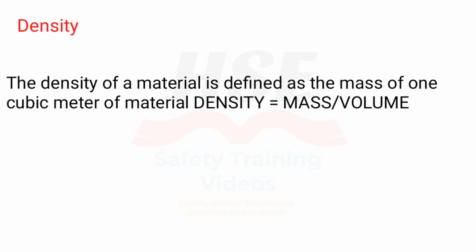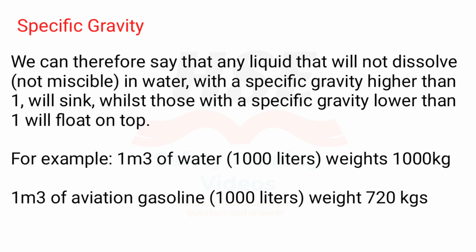Density. The density of a material is defined as the mass of 1 cubic meter of material. Density equals mass/volume. Specific gravity. We can therefore say that any liquid that will not dissolve, not miscible, in water, with a specific gravity higher than 1, will sink, whilst those with a specific gravity lower than 1 will float on top. For example, 1 cubic meter of water, 1,000 liters, weighs 1,000 kilograms. 1 cubic meter of aviation gasoline, 1,000 liters, weighs 720 kilograms.